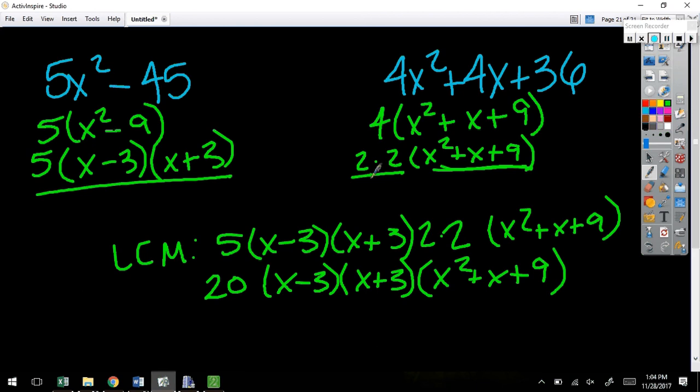There were no repeats between the two. There were no common factors between the two. If there were, you'd only need one of them, as long as it occurred in each. Like if this had a 2 times 2 on the end also, I would only need to write it once because it's already in there.